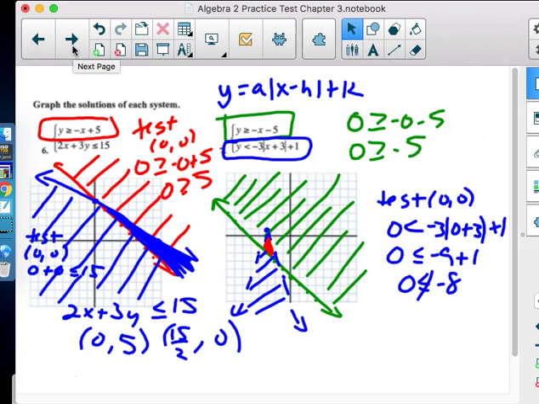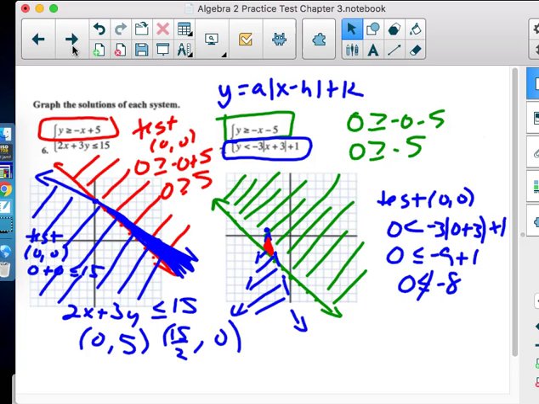Itty bitty little piece again this time, right? Yeah, we've got that. So that's graphing the solutions, which led to what we have to do in the next ones, which is graphing a system of constraints. Let me check the time here. Let's stop there for today.